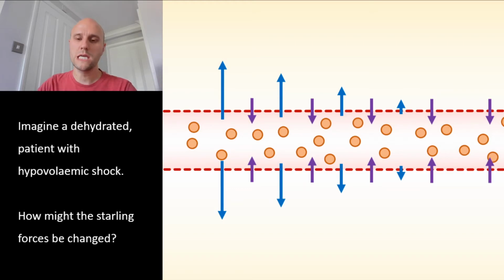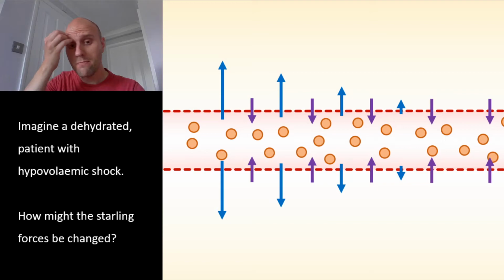So what if we consider that we have a patient who is profoundly dehydrated? Maybe it could be somebody with diabetic ketoacidosis, or somebody who hasn't managed to eat and drink for days, or maybe they've had diarrhea. How might this affect the Starling forces within the capillaries?